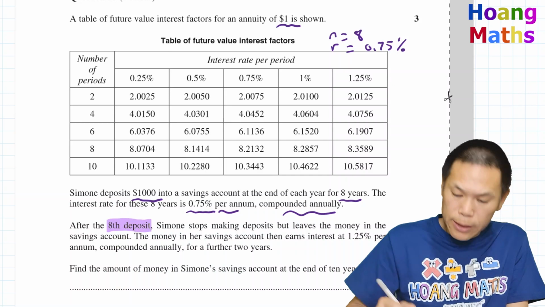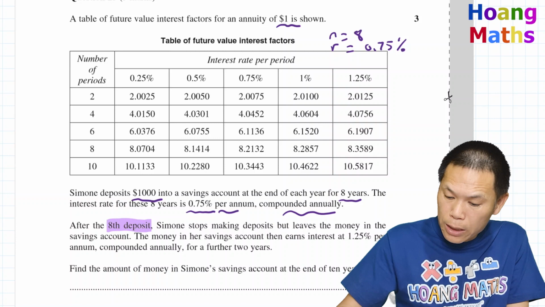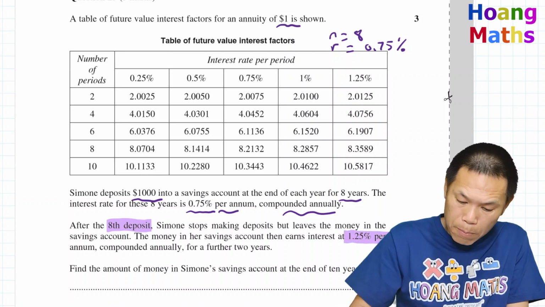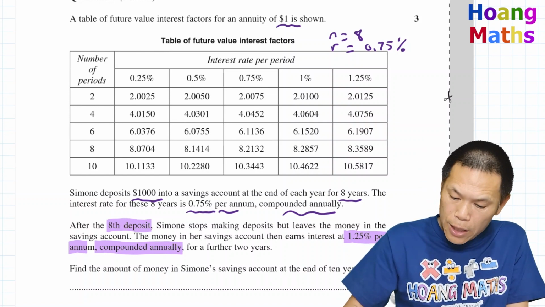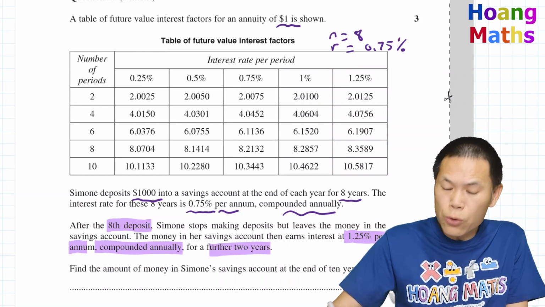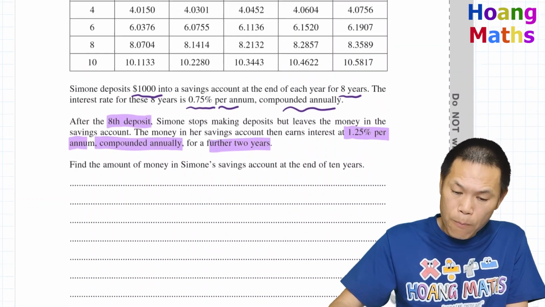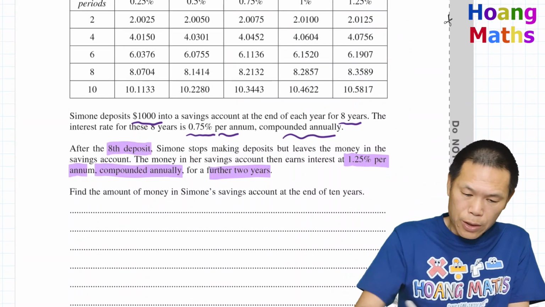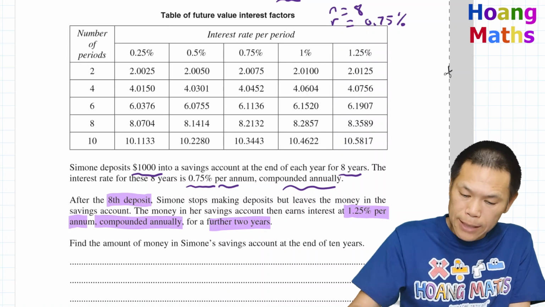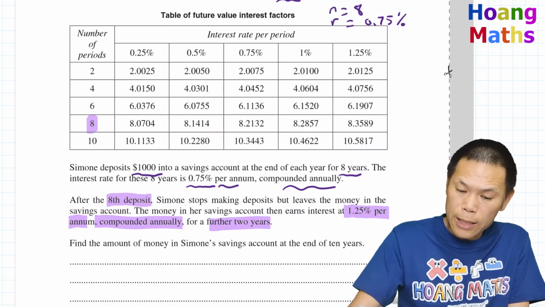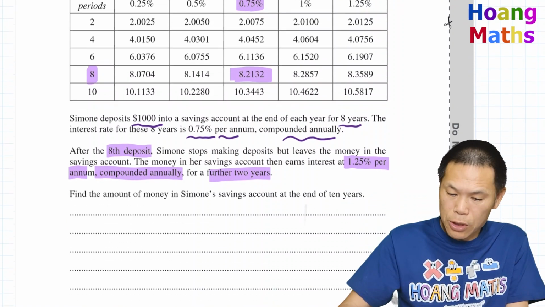After 8 deposits, he changed into a different savings account, that is 1.25% per annum, compounded annually, for a further 2 years. First of all, we need to work out how much he has at the end of 8 years. From the future value table, for N is 8 and 0.75%, that is the future value. Let me just write this down.